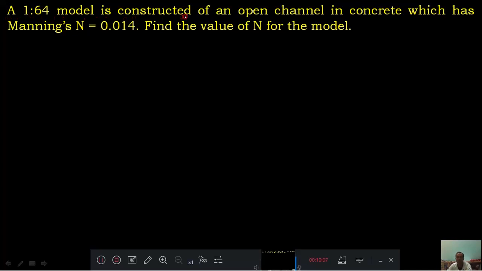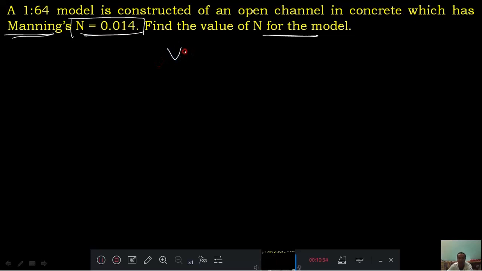A 1 in 64 model is constructed on an open channel in concrete which has a Manning's n of this much. Find the value of n for the model. Here this Manning's n is given. It looks like a different problem. Okay, don't worry. When we go to the second model, third model, fourth model, and when we finish this complete applied hydraulics, then you become familiar with this person Manning.